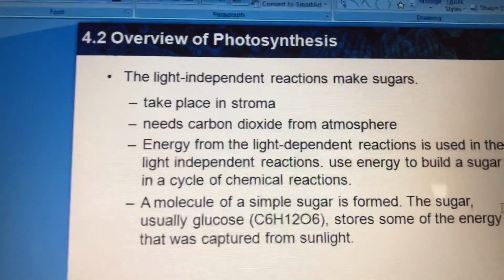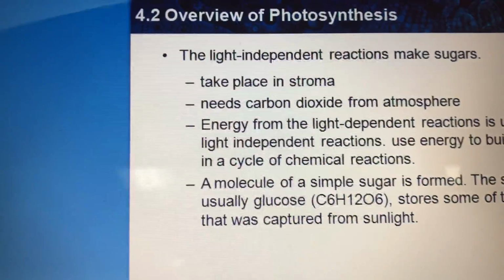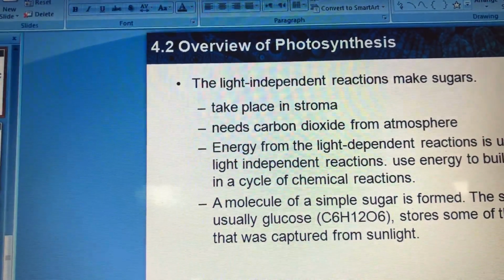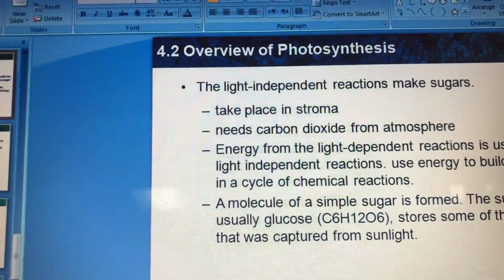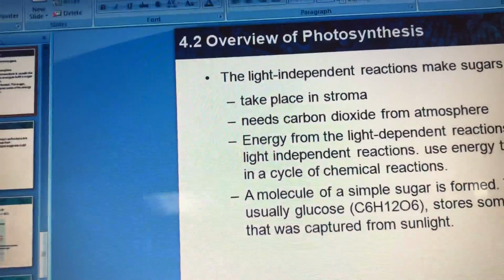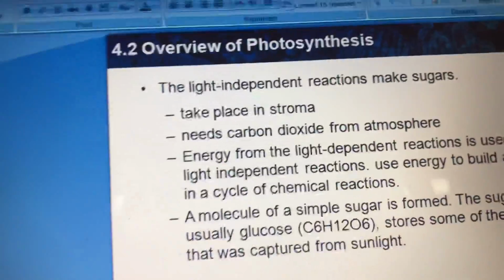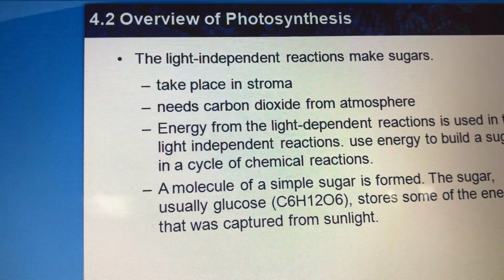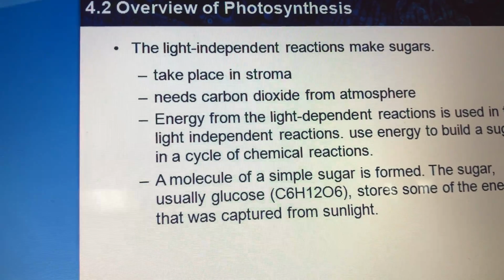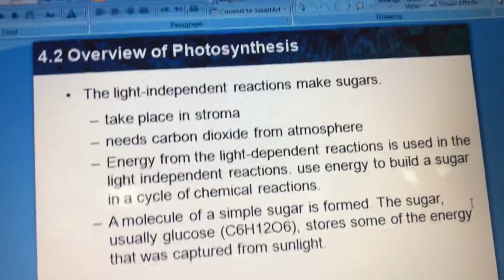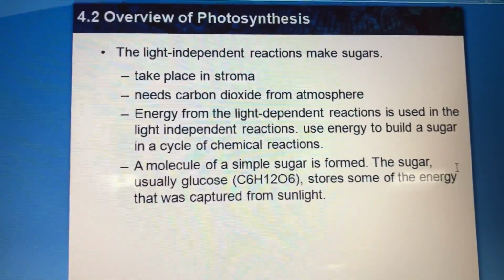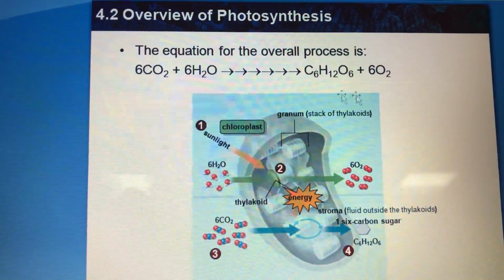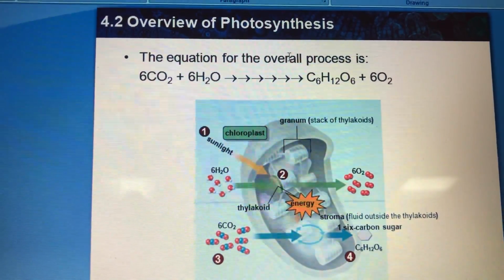So this is very important: light-independent reactions make sugars, while light-dependent reactions make the oxygen. Light-independent reactions take place in the stroma, while the light-dependent reactions take place in the thylakoid. Also, light-independent reactions need carbon dioxide, while the light-dependent reactions need water. Now, energy from the light-dependent reaction is used in the light-independent reactions to build sugars. And that will be explained in more detail in the next lesson.